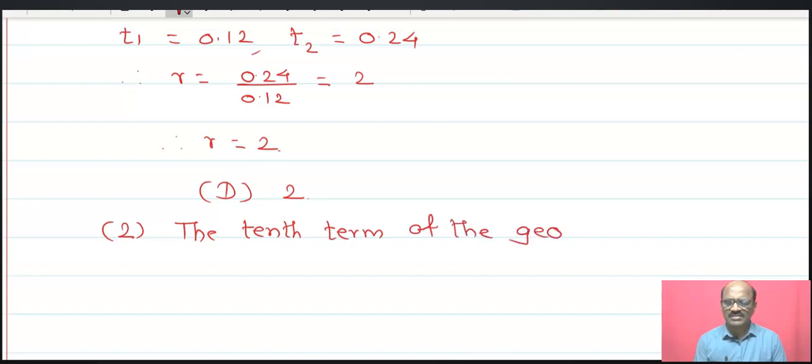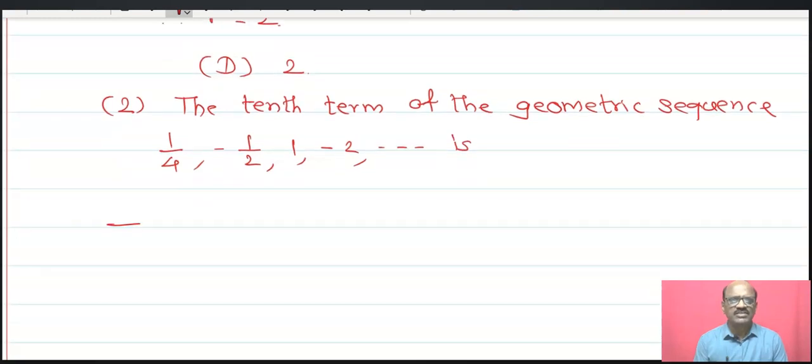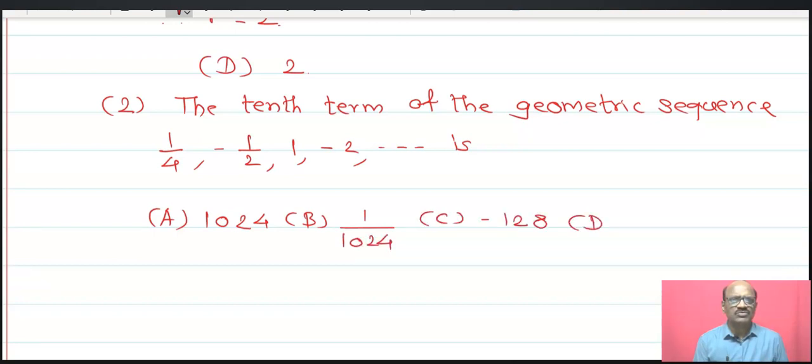What are the steps? Next, the 10th term of the geometric sequence 1 upon 4, minus 1 upon 2, 1, minus 2, and so on. These are the terms.